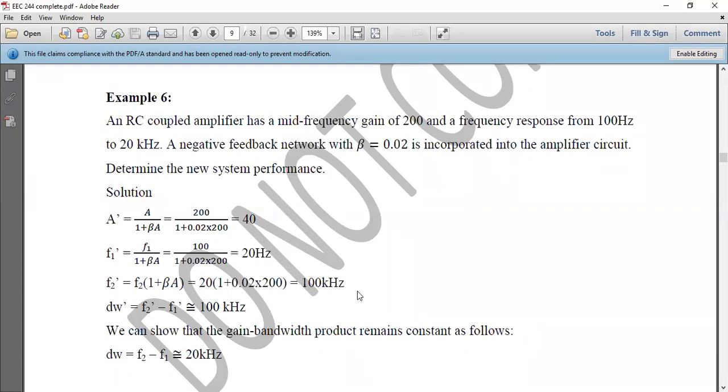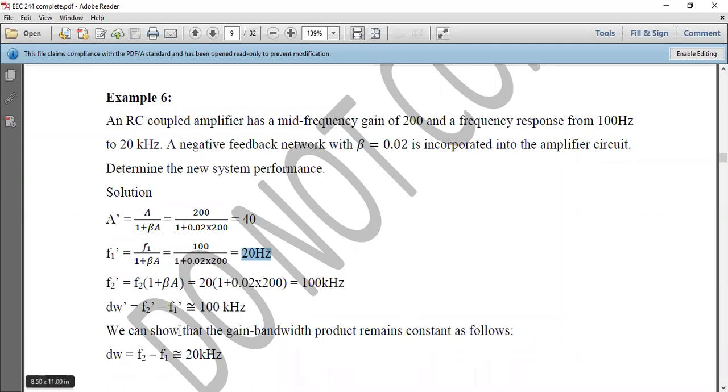Now let's look at the BW prime. You can change it to BW prime. That is F2 prime minus F1 prime. That is about, let's see, we have 100 kilohertz here. Here we have 20 hertz. So 100 kilohertz minus 20 hertz is approximately 100 kilohertz. Approximately, because it's 99.98 something kilohertz. So approximately, we could say the answer is 100 kilohertz.